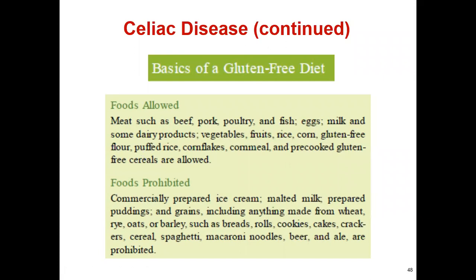Also, pre-cooked gluten-free cereals are allowed. What is the list of prohibited foods? So prepared rice, ice cream, malted milk, prepared pudding, grains, including anything made from wheat, rye, oat, barley, such as bread, rolls, cookies, cake, cereal, right? Macaroni, noodles, beer, and else.